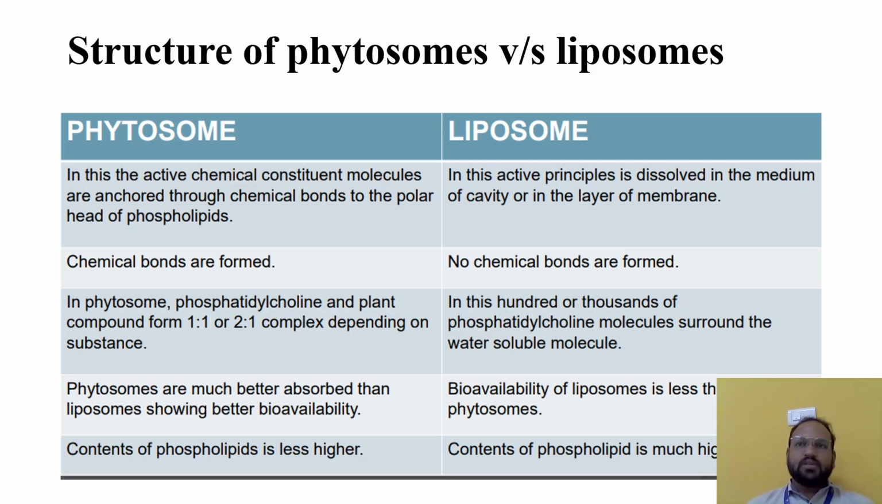In phytosomes, phosphatidylcholine and plant compounds form a 1:1 or 2:1 complex depending on the substrate. Whereas in liposomes, hundreds or thousands of phosphatidylcholine molecules surround the water soluble molecule. So phytosomes are much better absorbed than liposomes, showing better bioavailability, whereas the bioavailability of liposomes is less than phytosomes. The content of phospholipids is less in phytosomes, whereas it is higher in liposomes.